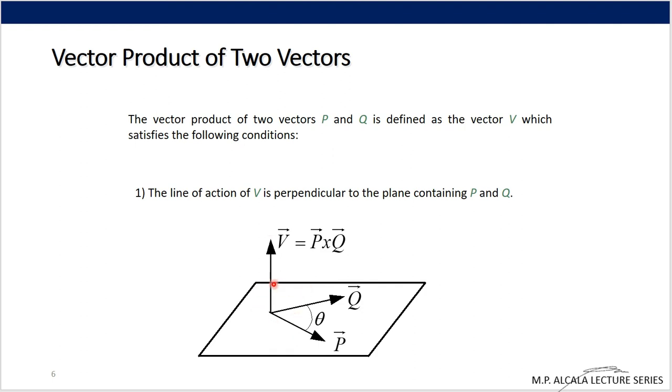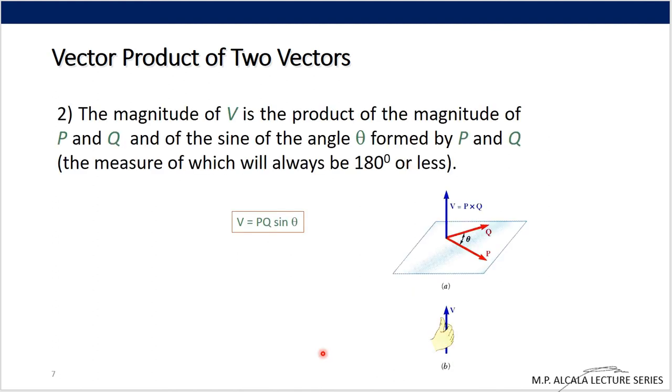Take note, class, that this is three-dimensional. So P cross Q will give you a product vector pointing upward, from the right hand rule. Okay, so the vector points upward. The magnitude of vector V is the product of the magnitudes of P and Q and the sine of the angle theta. So as I said earlier, the magnitude of V is PQ sine of the included angle theta.